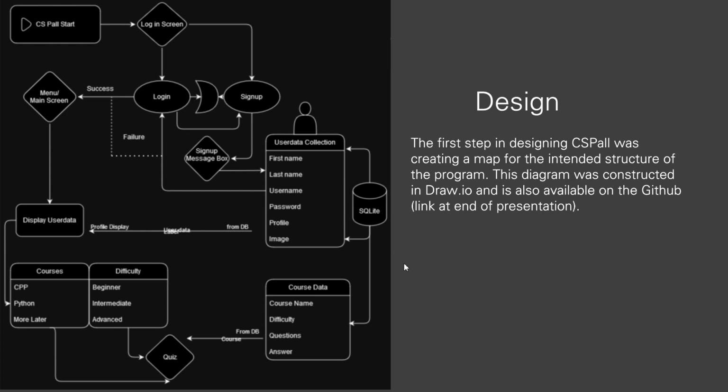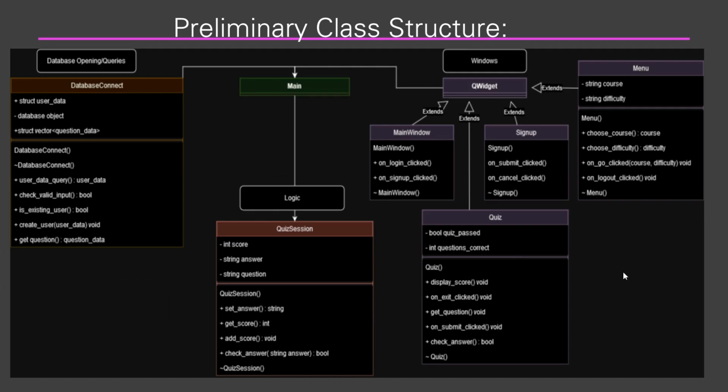Here's my interface structure for the program. The first step in designing CSPall was creating a map for the intended structure. This particular diagram was constructed in draw.io and is also available on the GitHub. This is the preliminary class structure for CSPall. There are 4 windows in the application and a class for connecting to the database and getting data from the SQLite database.